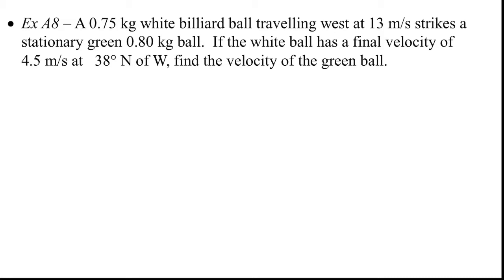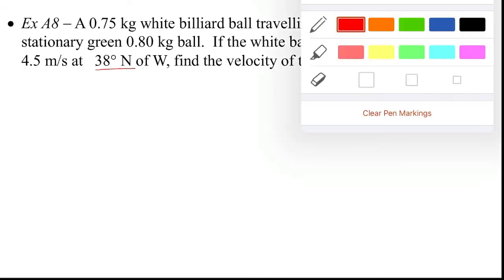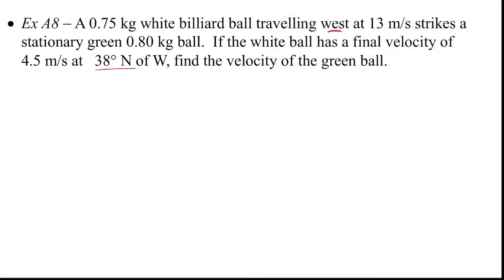Okay, so here we have a white billiard ball traveling west at 13 meters per second, strikes a stationary green ball. If the white ball has a final velocity of 4.5 meters per second at 38 degrees north of west, find the velocity of the green ball. So we know afterwards they're going off at angles. Before, we can assume that there's really no angle, because it just says that the white one's traveling west and then the green one is stationary.